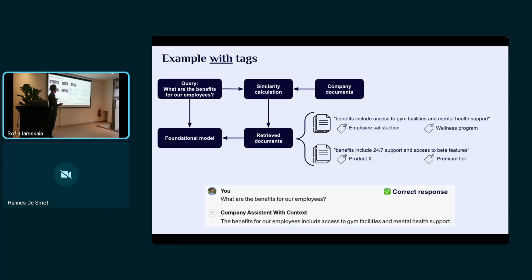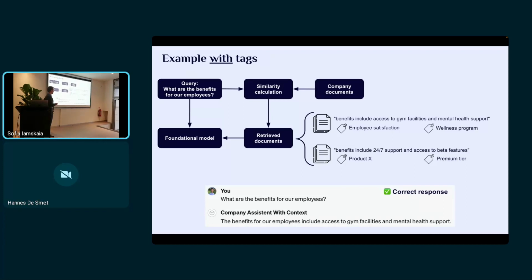I asked the same question, and then I got the correct answer because the GPT knows, oh, I only need to use the information from the first document because the second document is not about employees, it's about the product. So this is really using the metadata to make our documents more understandable for the foundational model.